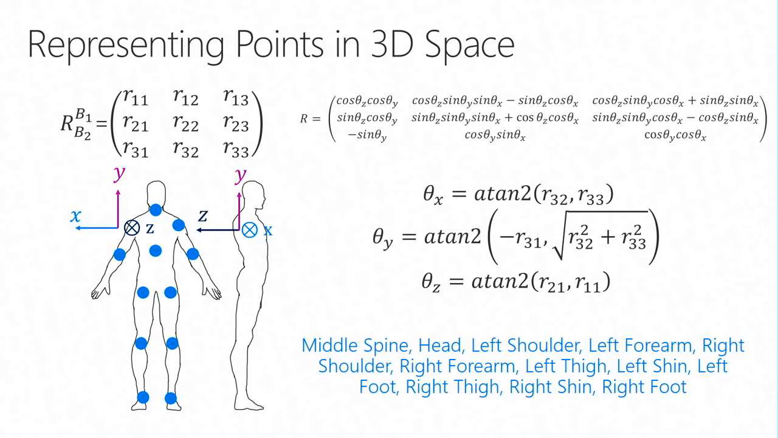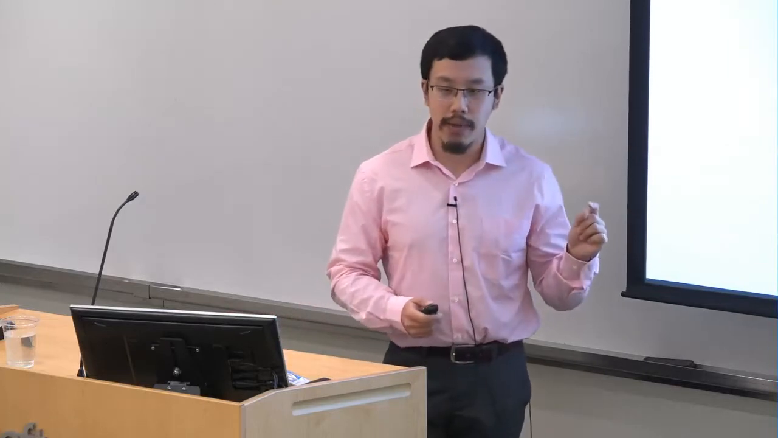So after we know how to get the orientation from the IMUs, we also need to know how to represent a point in 3D space. So every single point in 3D space can be represented in different coordinate systems. For example, it can be represented in the coordinate system B2. It can also be represented in the coordinate system B1. But if we want to express the point in B2 in the coordinate system B1, we need to apply a rotation or transformation matrix, which is defined here. It's a 3x3 matrix here.